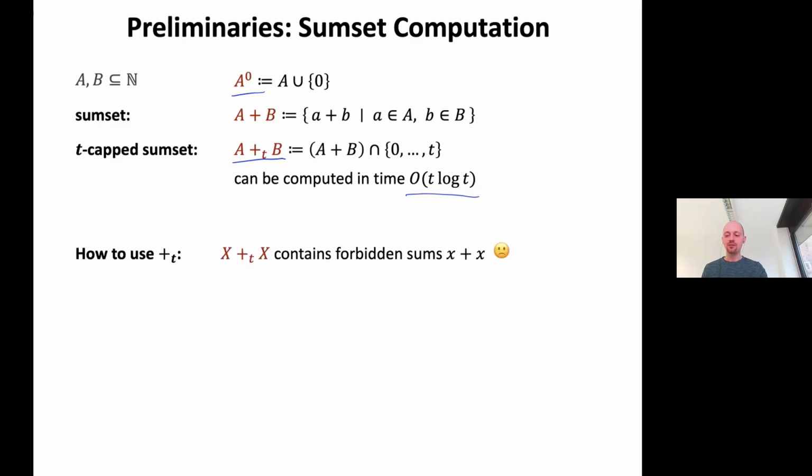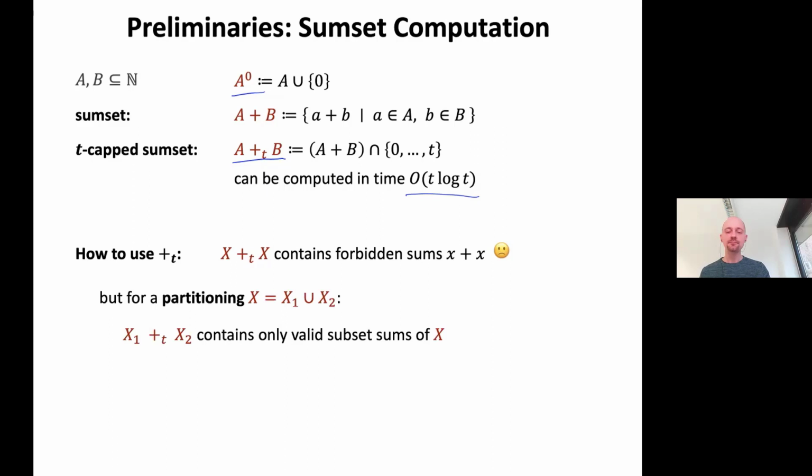All right, now why is this operation useful for solving subset sum? Well, if you take your input items X and take the sum set with itself, then this is not useful because it contains forbidden sums, right? In X plus X, you could take the same x in the first summand and the same x in the second summand and take their sum, but this does not correspond to a subset sum. What you can do, though, is to partition the input items, let's say in two parts, X1 and X2. And then if you take the sum set of X1 and X2, this only contains valid subsets.